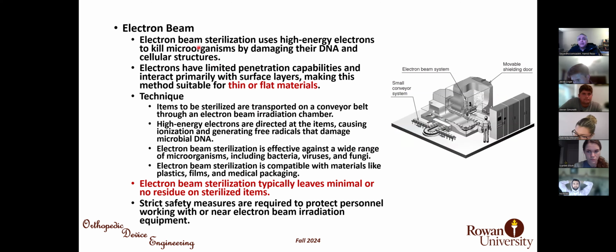The same thing happens for electron beam. We use high energy electron beams. It is safer for personnel because gamma radiation is very dangerous if it leaks, but beta radiation is safer. But as I said, they are absorbed in thick objects, so they can be used only for thin or flat materials like different films or plastics.